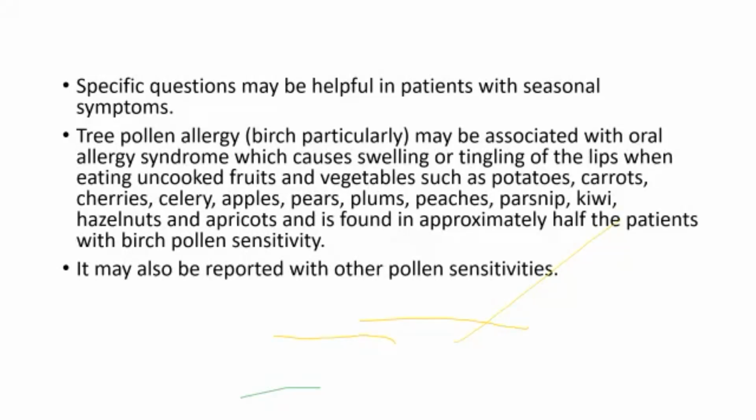So you can keep in mind specific questions like seasonal symptoms. There is a plant called the birch plant, B-I-R-C-H. I don't know exactly what it is, I can't say that right now. But when birch pollen sensitivity is there, it has cross reactivity with other things such as potatoes, carrots, cherries, especially kiwis, peaches, hazelnuts, and apricots.